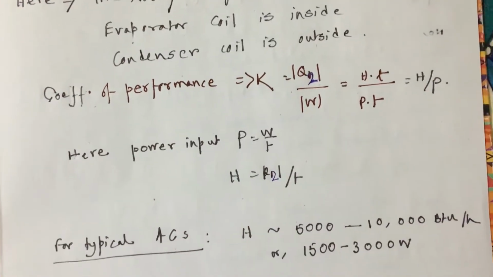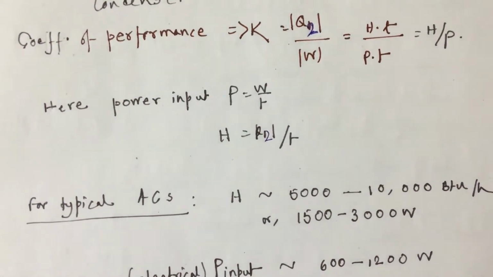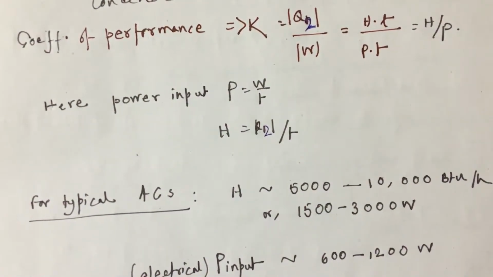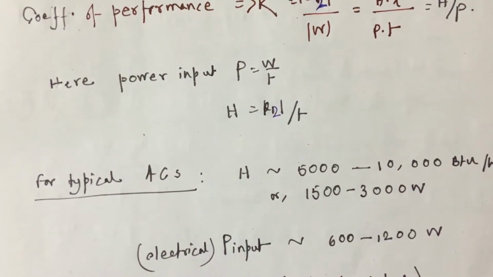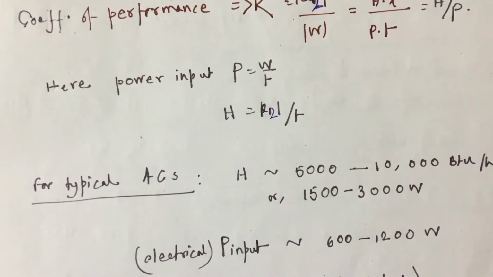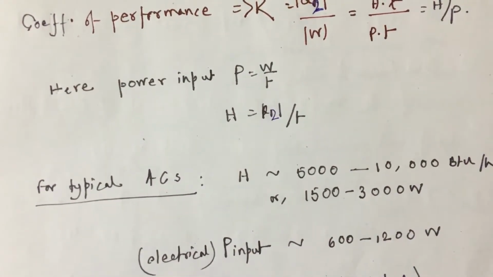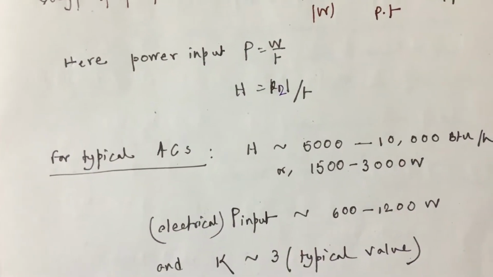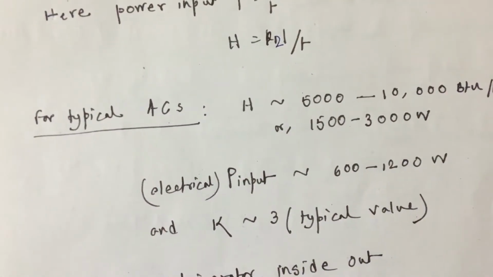The typical value of H for an air conditioner is about 1500 to 3000 watts, and for that we need electrical power input of 600 to 1200 watts. And for these values of power input and H, we will have K equal to 3. This is the typical value of the coefficient of performance for air conditioners.